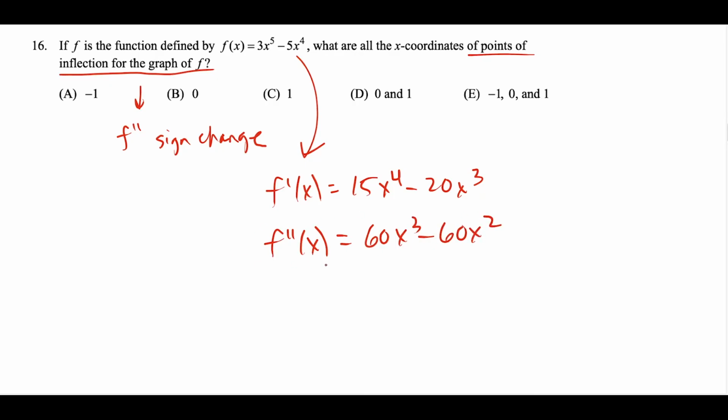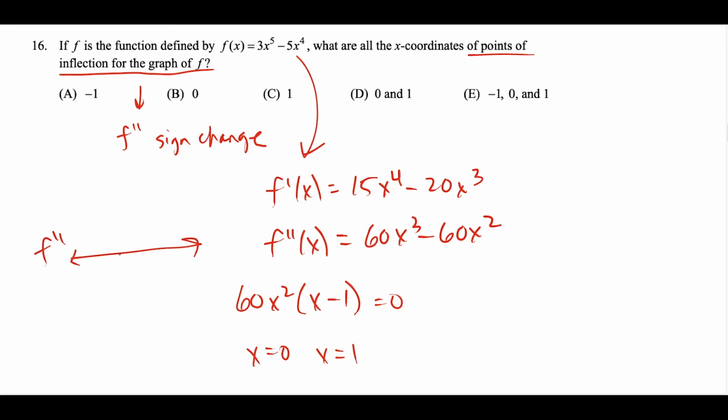And now we want to find the zeros or the roots of f double prime. So we set this second derivative equal to 0. So we have 60x squared times x minus 1 is equal to 0. And this gives us x equals 0 and x equals 1 as the roots. But there's a very dangerous trap for this question. Some people, when they go through these questions very quickly, just assume that there's going to be sign changes all the way across.